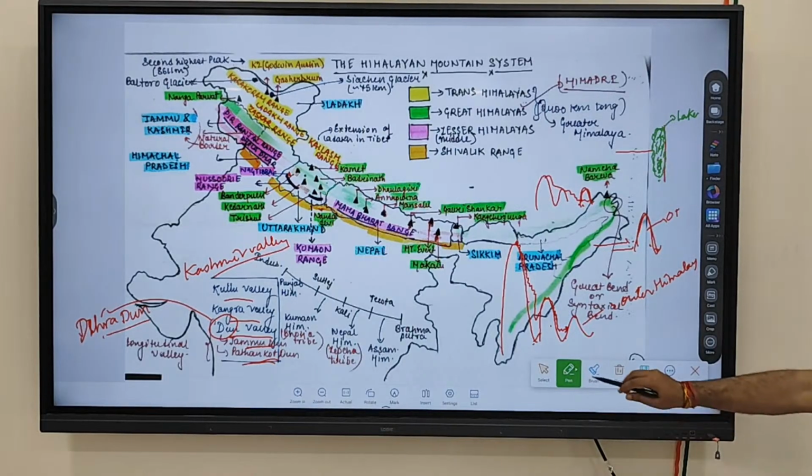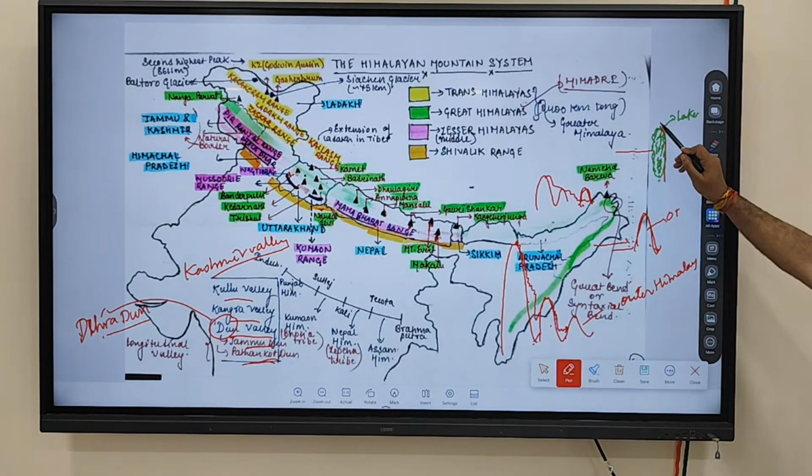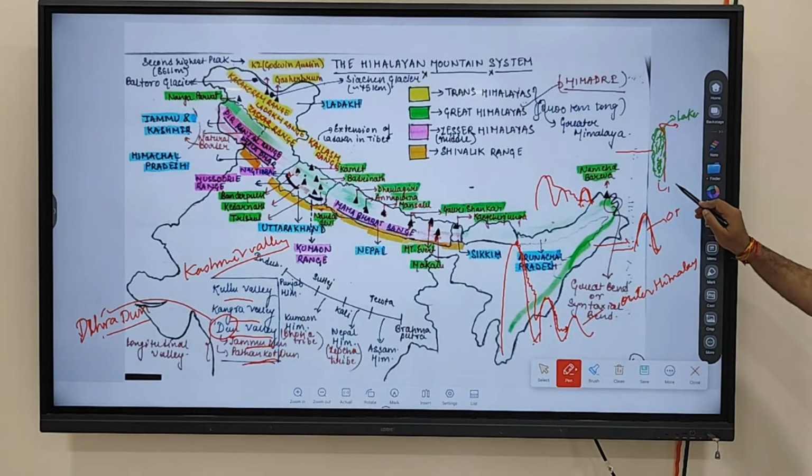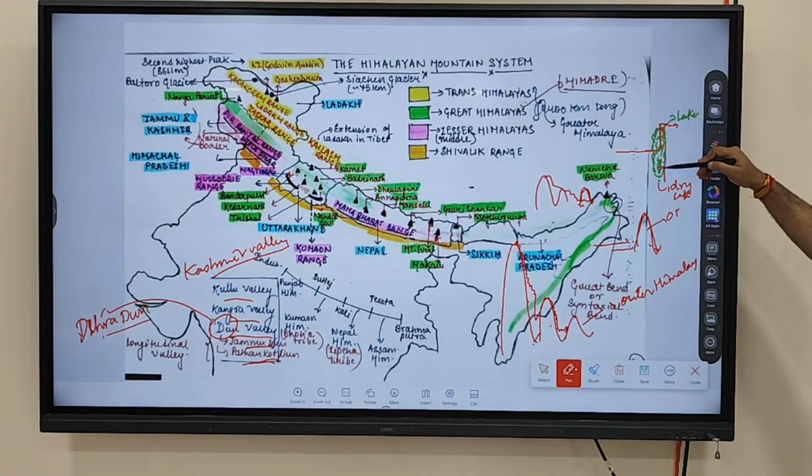Now, after spreading, the rivers get a path to flow. When the river is getting a path to flow, what will happen to this lake? It becomes dry. Earlier water was stagnant over here, that's why it formed a lake. Now water is moving like this because the river has got a path to flow. This lake becomes a dry lake.